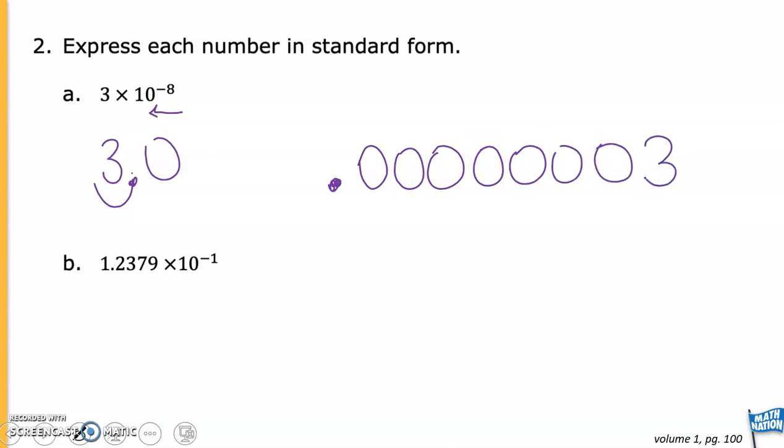10 to the negative first is moving it left just once, so we aren't going to need any extra zeros. I'm just moving that decimal in front of the 1. So it's 0.1239. Both of those answers could also have a leading 0 in the whole number place to the left of the decimal, but it's not required.